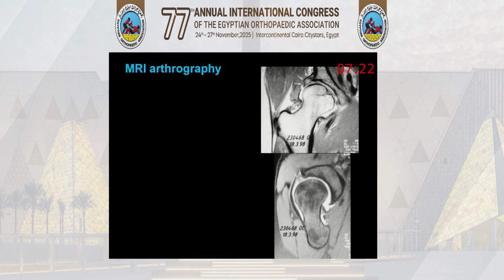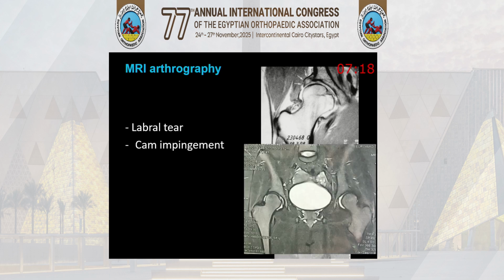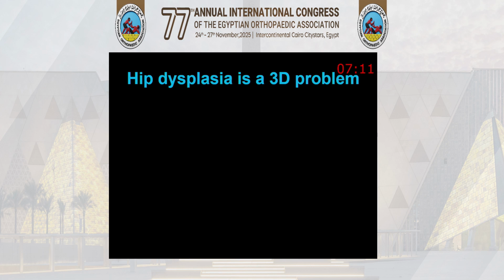MR arthrography, you can see labral tears, cam impingement, and also show the hip subluxation or decentralization of the head that is present in such cases. So hip dysplasia is a 3D problem. It's not only lateral coverage, so it's not only about the lateral center edge angle.